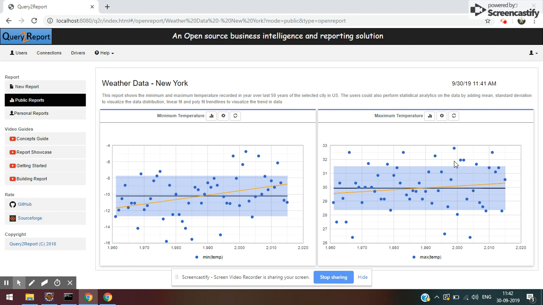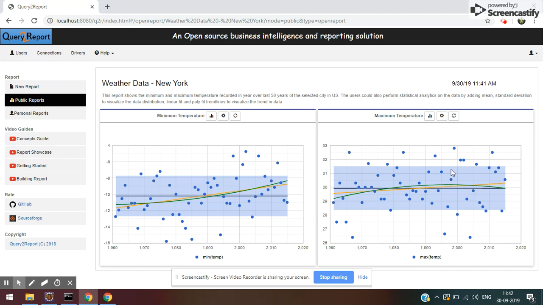Let's now plot quadratic regression trend lines. The quadratic regression trend line shows that there is an increasing trend for minimum temperature as well as maximum temperature. However, the trend line is flattening over the last few years.